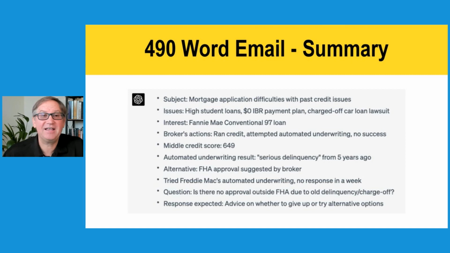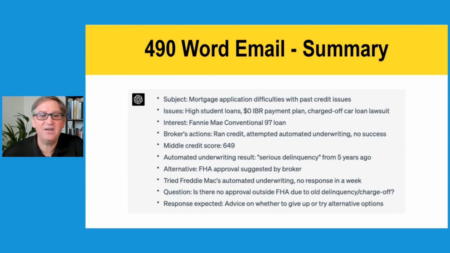So basically ChatGPT says, here's a summary of that email. The subject is mortgage application difficulties with past credit issues, high student loans, $0 IBR plan, charged off car loan lawsuit. Their interest is in a Fannie Mae HomeReady conventional 97 loan. The broker's actions: they ran credit, attempted automated underwriting, no success. She has a middle score of 649. The automated underwriting result was serious delinquency from 5 years ago. That doesn't sound right to me, right? That doesn't sound right to you either.